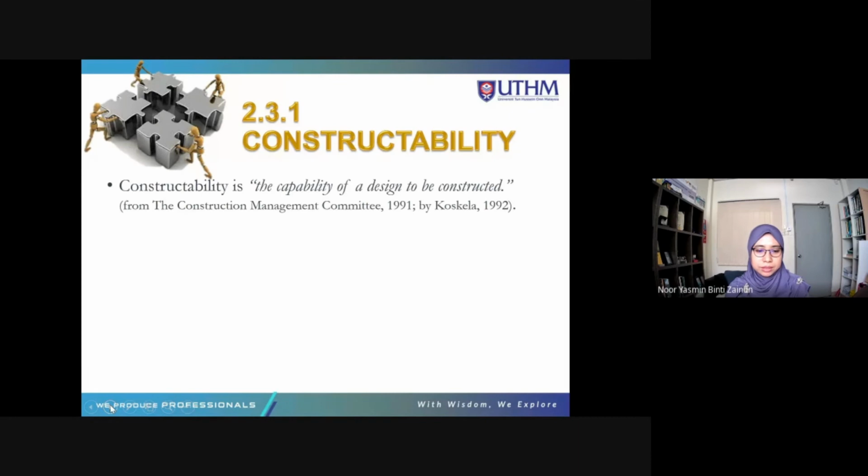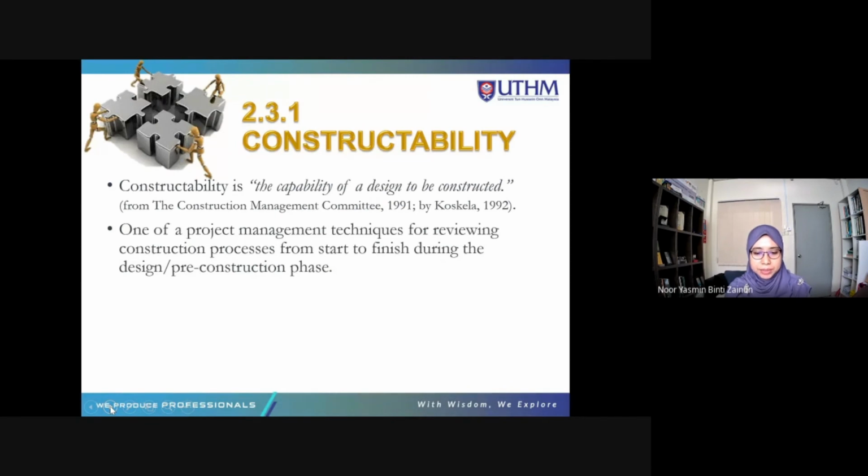Constructability, what is constructability? Constructability is actually the capability of a design to be constructed. Capable or not, the design be constructed. One of the project management techniques for reviewing the construction process from start to finish during the design or pre-construction phase. So before we start construction, we do the constructability. Jangan dah buat baru kita nak tahu boleh buat ke tak ni. Dah tengah buat tu baru cakap Allah tak boleh buat. So constructability means kita tengok ke boleh pembinaan tu. Capability of the constructability.